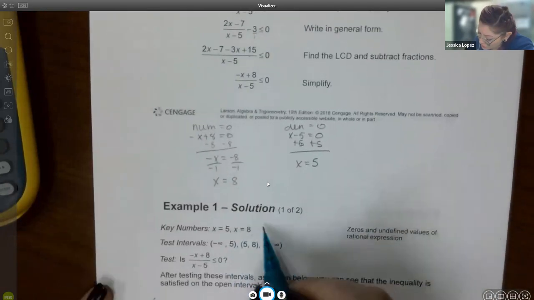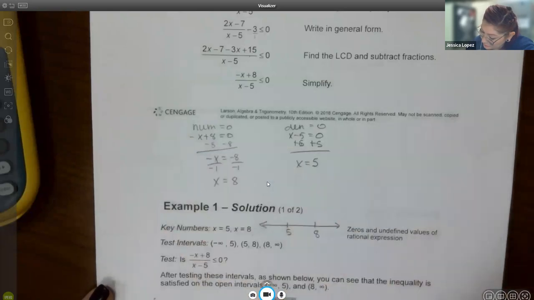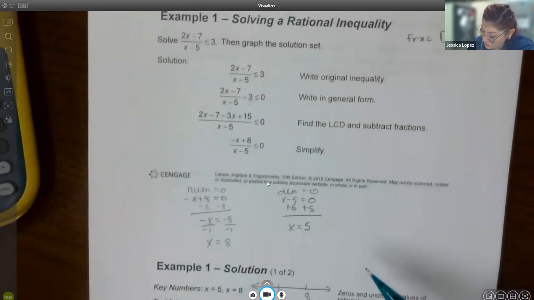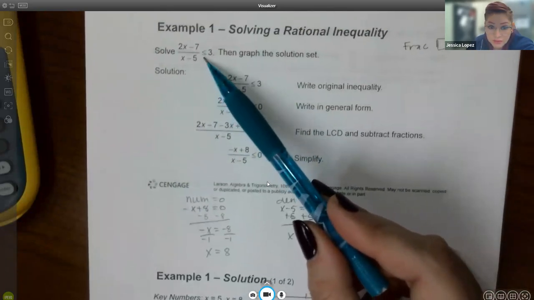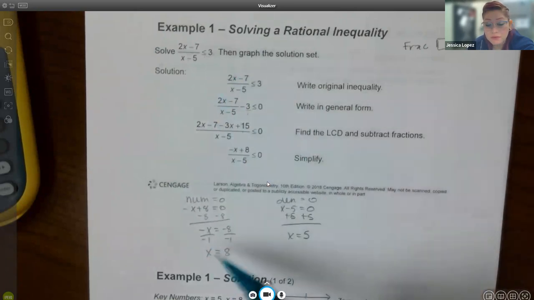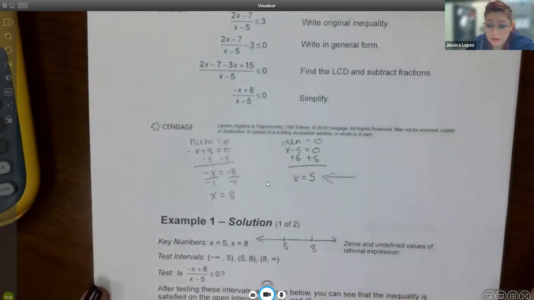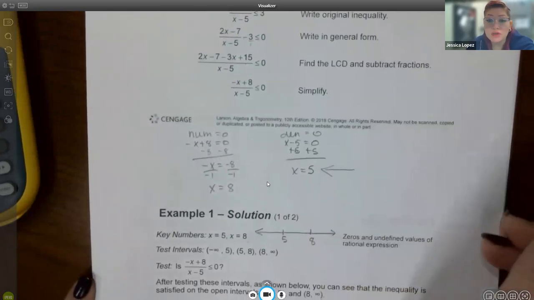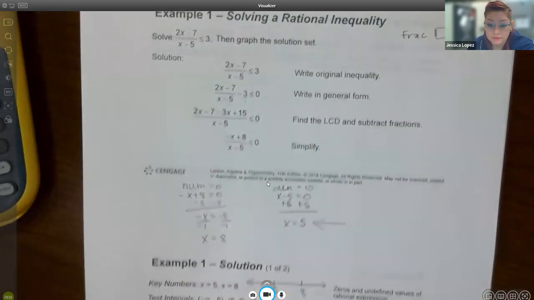So when you write those numbers on a number line, here's 5, here's 8. One, you have to pay attention to the symbols, okay? So notice that the symbol is a less than or equal to, which means that my key numbers traditionally would have brackets if there's a bar, right? But the one that comes from the denominator will not have a bar because we know that x cannot equal 5, otherwise it makes this whole fraction undefined, okay?